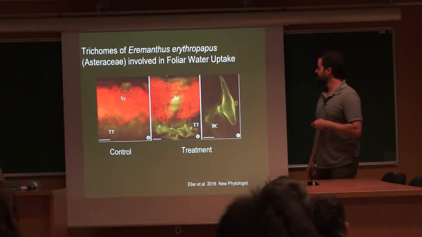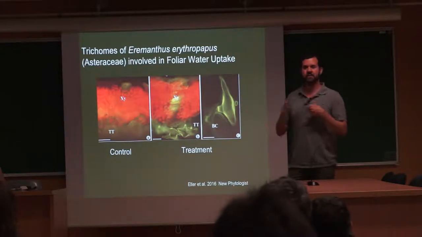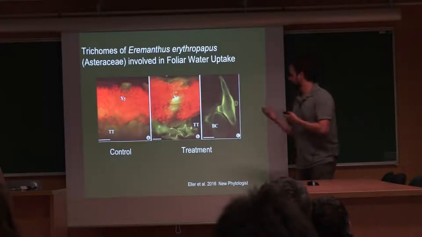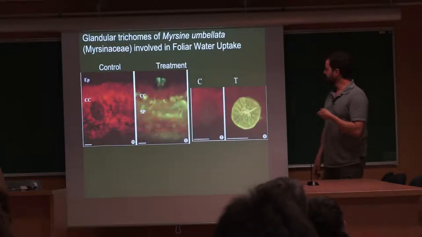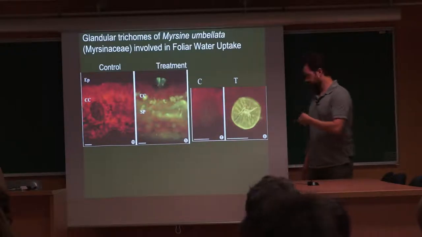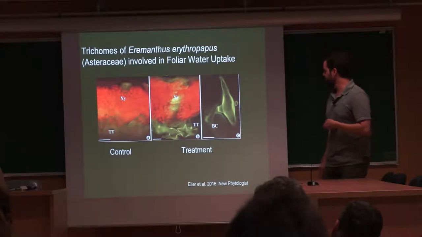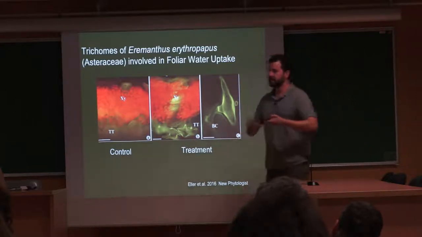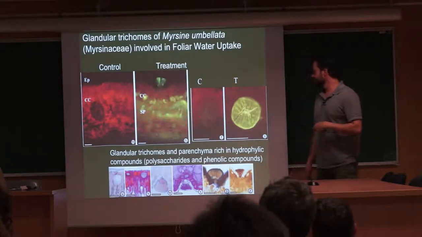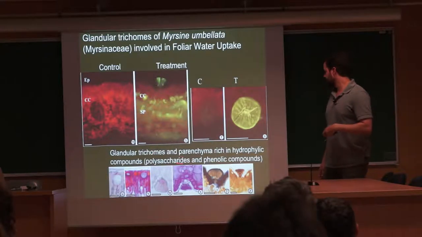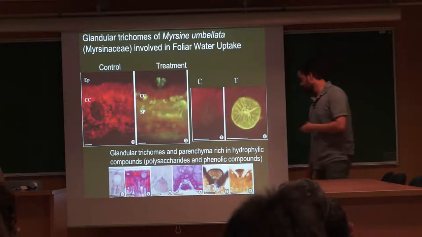We also have evidence that water can be absorbed directly via trichomes. I think there is a very active group here in Spain working on this same issue, the role of trichomes as organs that can actually absorb water. Both this type of trichomes and these glandular trichomes in another species were also able to demonstrate that water was absorbed through them and showed up directly in the xylem. So apparently trichomes are very important as a water entry pathway for uptake via leaves. The same anatomical pattern holds for these other species that had trichomes: both the trichomes and the parenchyma are very rich in hydrophilic compounds, mostly polysaccharide sugars and phenolic compounds.